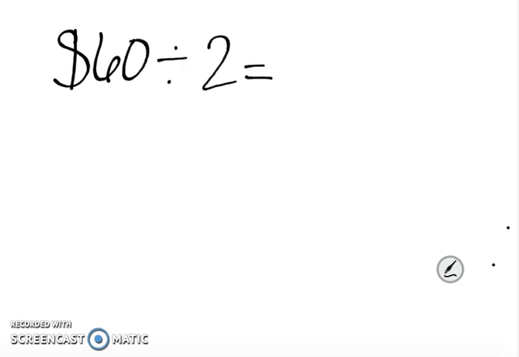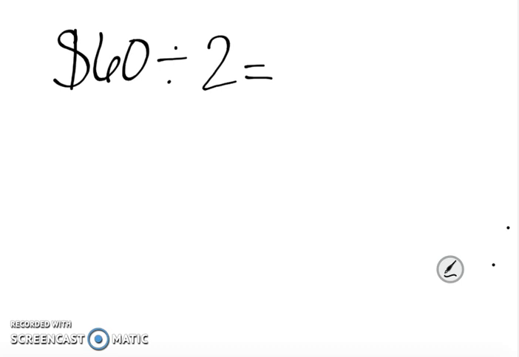All right, class, we're going to learn how to divide 2 and 3-digit multiples of 10 today. So the first problem I have is $60 divided by 2. Okay, we need to solve $60 divided by 2.